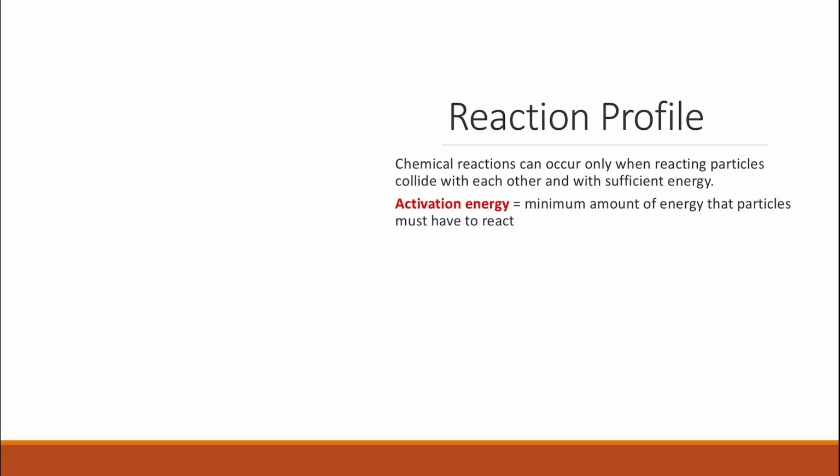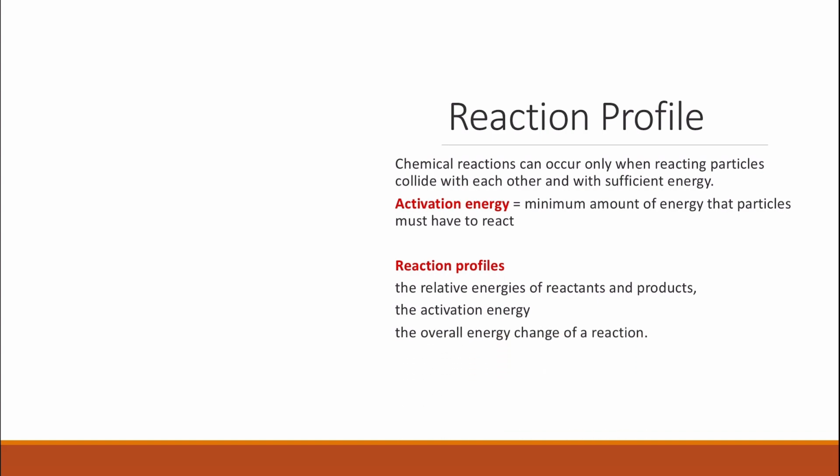And we can represent all of that using the reaction profile. So reaction profile can be used to show the following. The first thing is the relative energies of reactants and products. And we know that there are two types of reactions. There are the exothermic reaction and endothermic reaction. We're going to see the difference in the energy between reactants and products using the energy profile. Also, we can see the activation energy, which needs to be supplied in order for the reaction to start. And finally, we can see the overall energy change for a reaction.